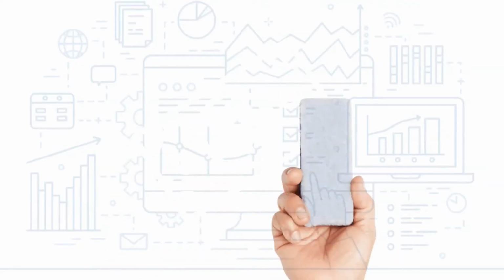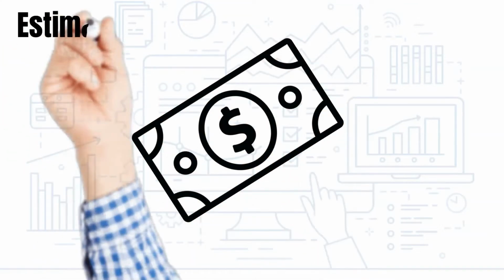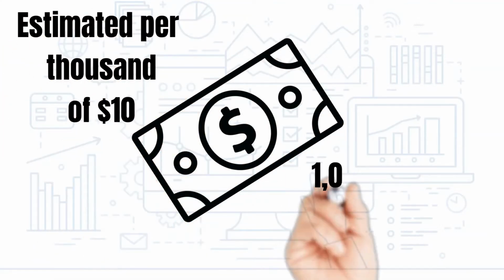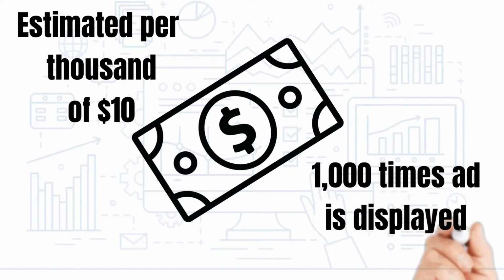We use, for budgeting purposes, an estimated cost per thousand of $10. Simple: for every 1,000 times your ad is displayed, it costs you $10. This, again, is just an estimate.